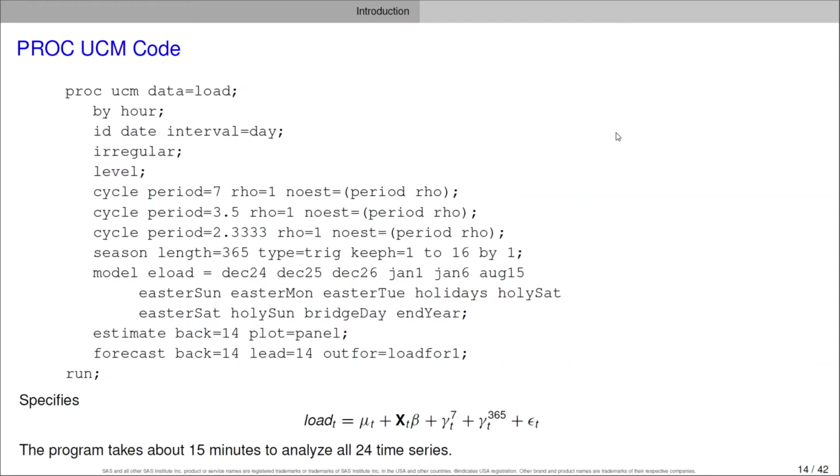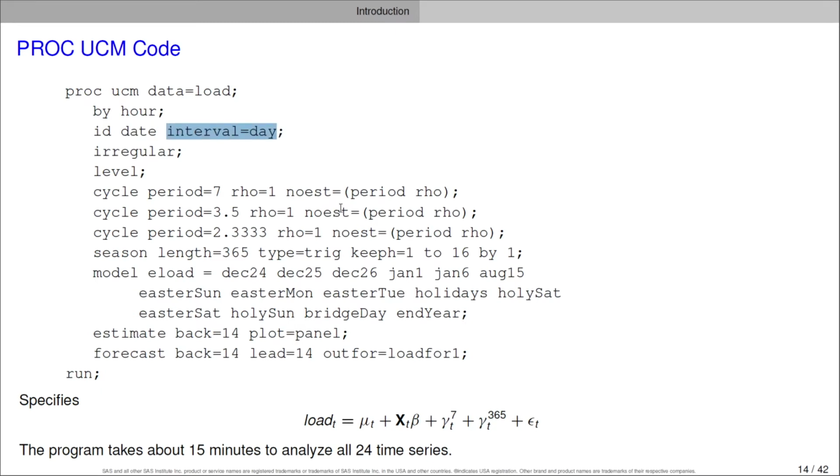In order to use PROC UCM to model these data, an input data set, say load, is created. Since the demand for each hour of the day is treated as a separate series, the hour of the day is used as a BY group variable. Within each BY group, the data are sorted according to the date of the observation. So this is the ID variable, date, and its interval is day.